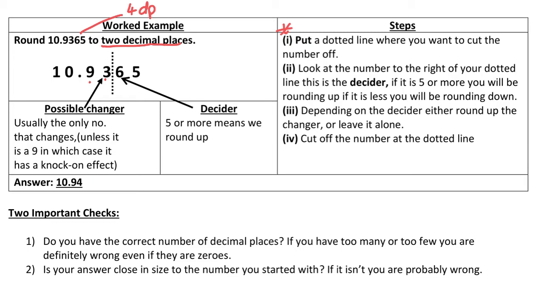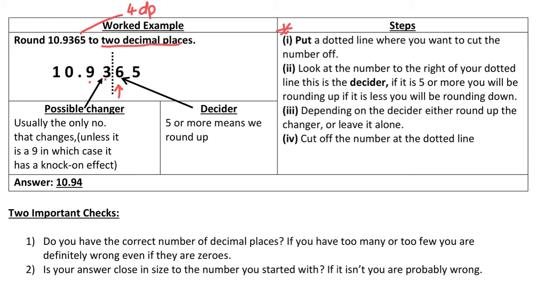So here we've got 10.93, 3 is the changer, 6 the decider. 5 or more means we'll round up, so we're rounding the changer up, and we'll change the 3 up to 4, so the answer then is 10.94. So if the changer was a 9, what that would mean is it would round up, and we'd have to carry a 1, so there's a possible knock-on effect with these.